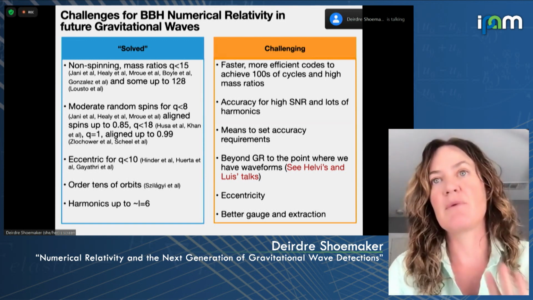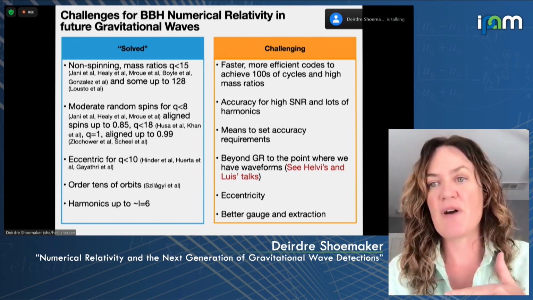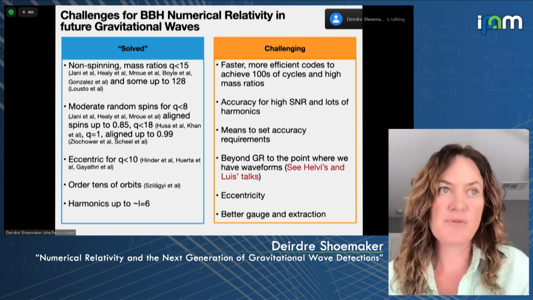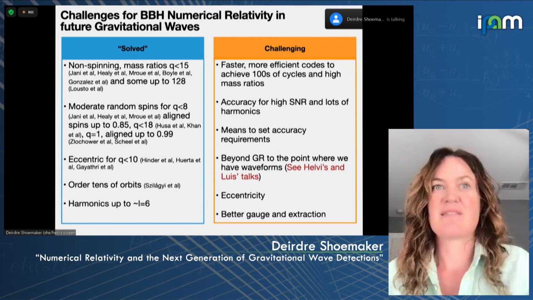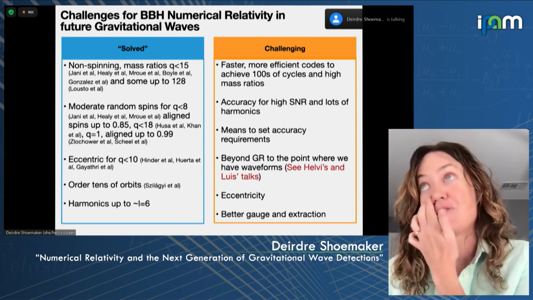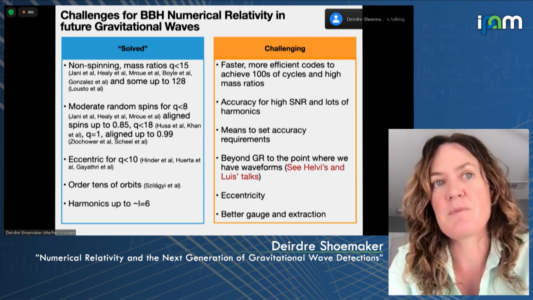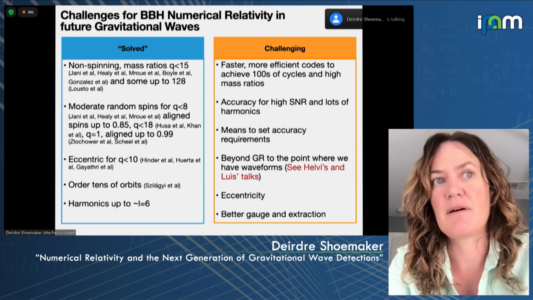And probably as a community, we need to have agreement on how we should define eccentricity so that the people who model, or the data analysis community, isn't confused. We can do tens of orbits. The SXS collaboration has one that's beautiful, really long. And we're good at higher modes up to about maybe L equals 6 or 7, depending on which code you're using.